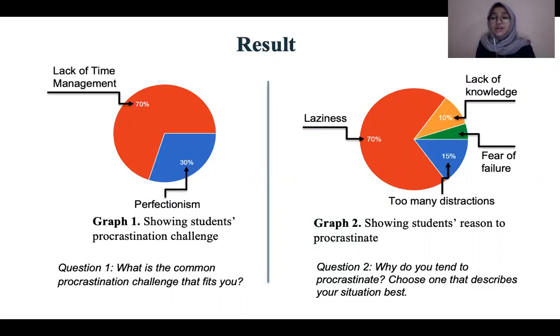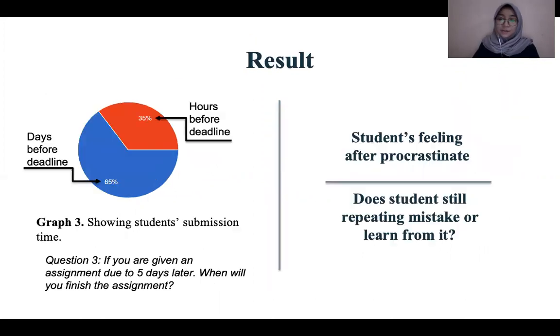Nearly a third of the students are just too lazy to do their assignments. Only a small minority choose fear of failure as their reason why they procrastinate. And the third one is, if you are given an assignment due 5 days later, when will you finish the assignment? Here, 65% choose days before deadline.